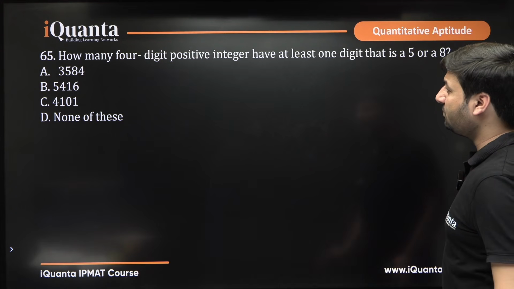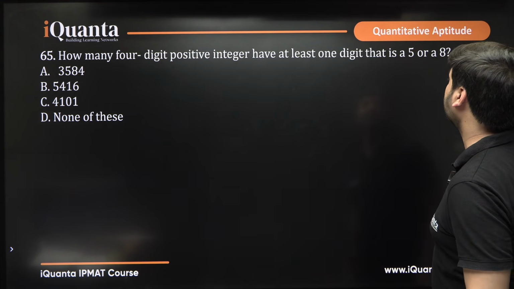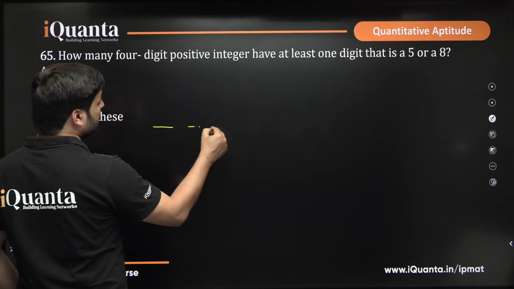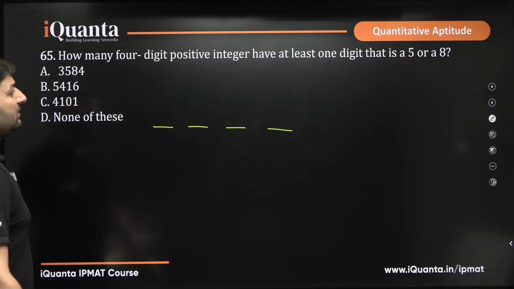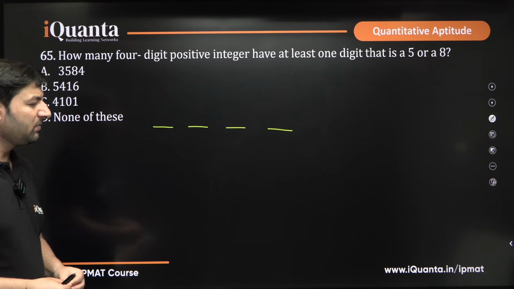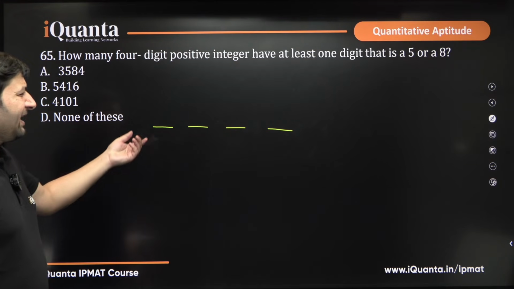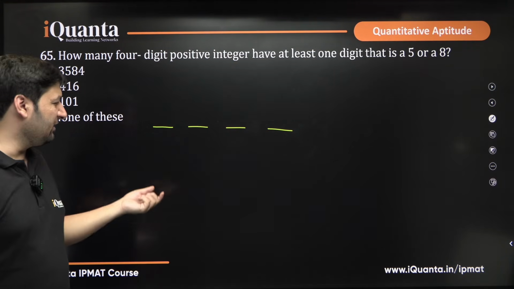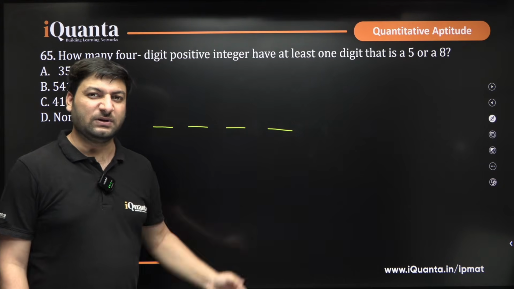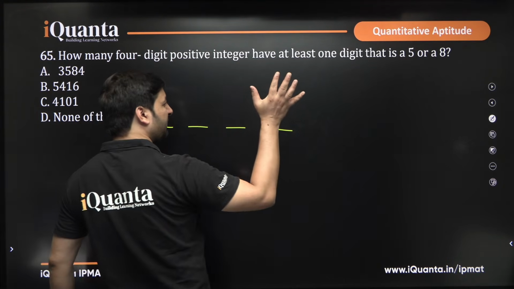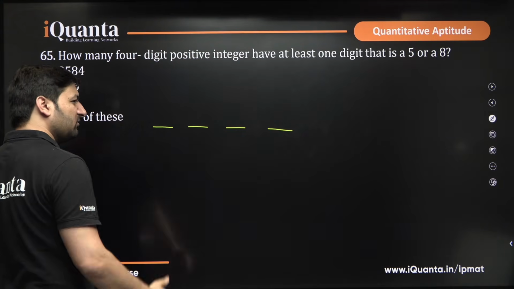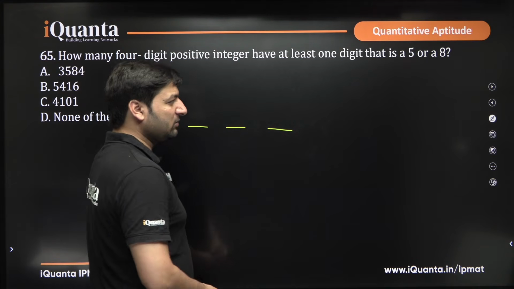How many 4-digit positive integers have at least one digit that is a 5 or an 8? Okay, so you are talking about 4-digit positive integers that have at least one digit that should be either a 5 or an 8. Now you can have 5 here as well, here as well, here as well. 8 also can be at any of the places. So there will be too many cases, right? If you fix 5 at units place, find out the total number of numbers, then 5 at tens place, then you find out the total number of numbers. That becomes a long process.